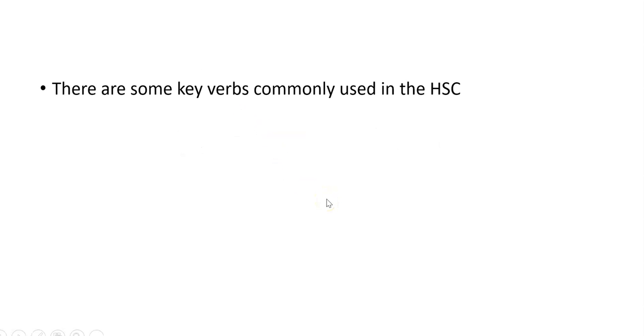The good news is that NESA is deliberately moving away from the black magic voodoo of verbs that they had relied on to assess students in the previous iteration of this course. But the bad news is that some of the verbs are here to stay.